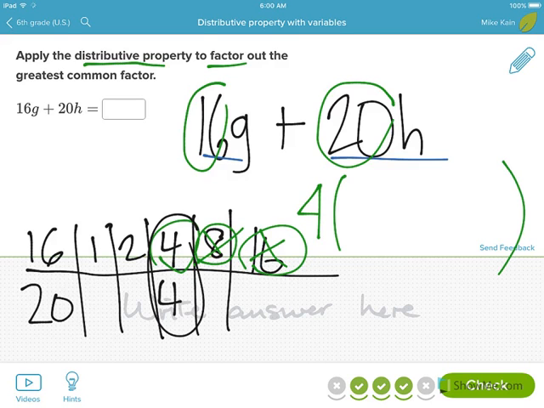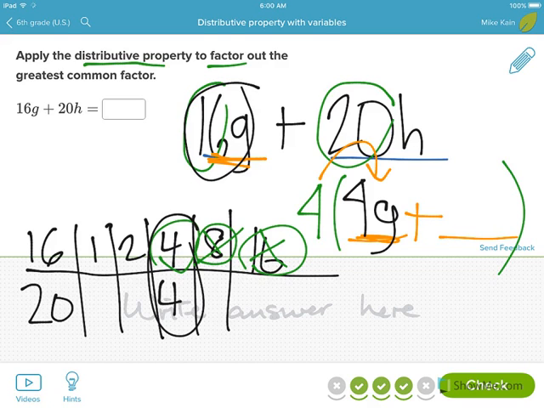Now, what we do is we check our original problem, and we figure out what multiplies back to our original problem. So 4 times what is 16g? Well, I know that 4 times 4 is 16, so 4g should give me 16g. And 4 times what gives me 20h? I know it's going to be 4 times 5 is 20, and I'm going to put an h there.